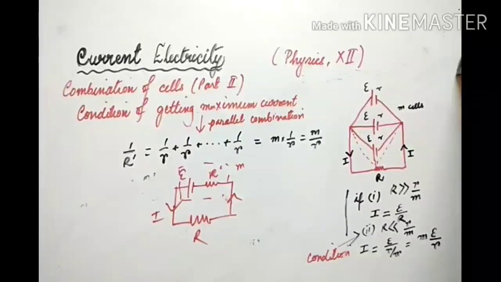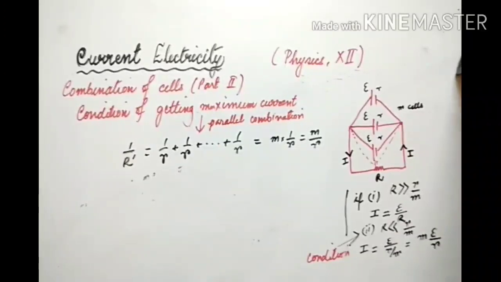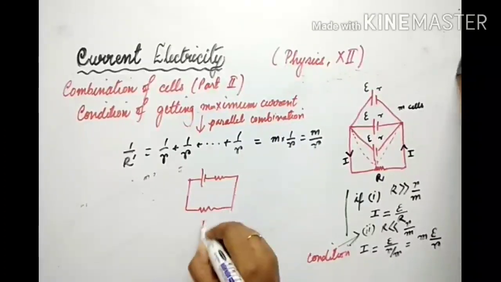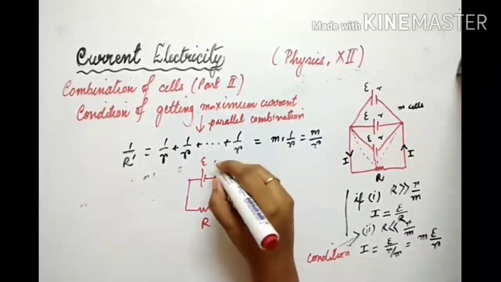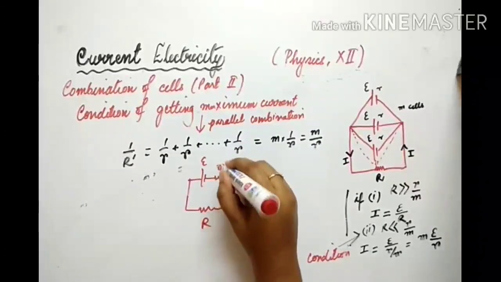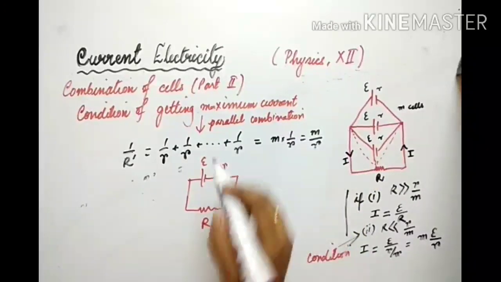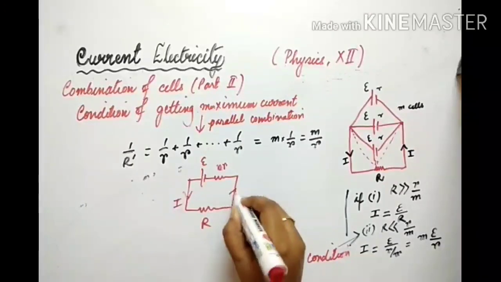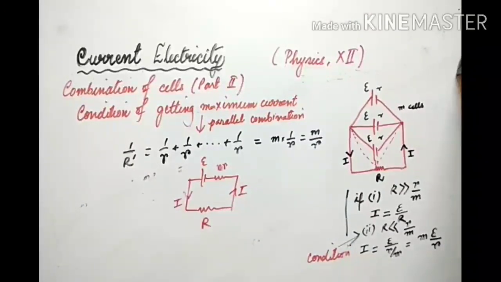In the previous case also we can draw the circuit in this manner only. This was R and this was our n r, because our equivalent resistance was n into r, so we can write here n into r. This was our circuit in the previous case. In the previous case we considered n number of cells arranged in series; here M number of cells are arranged in parallel. So both the cases we saw.